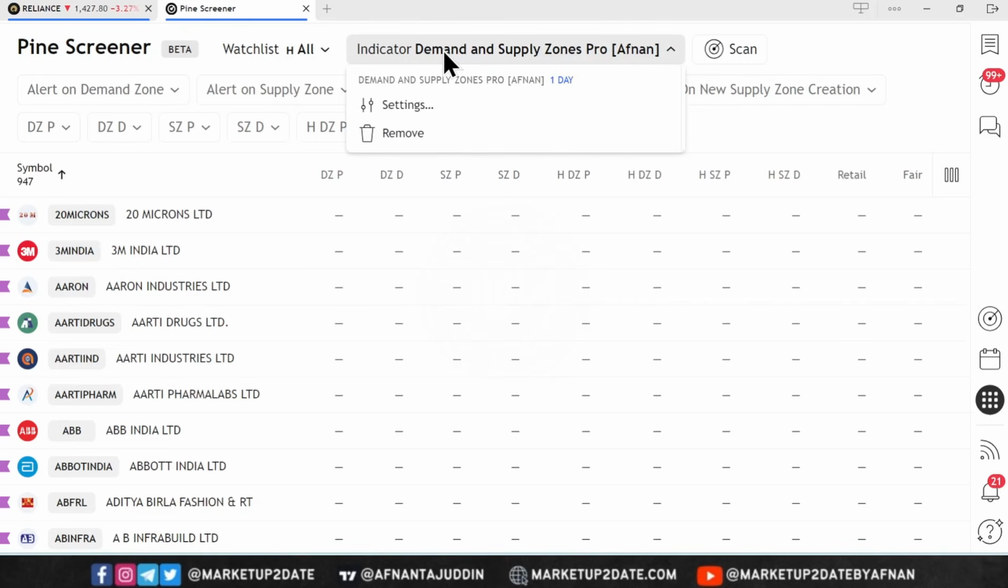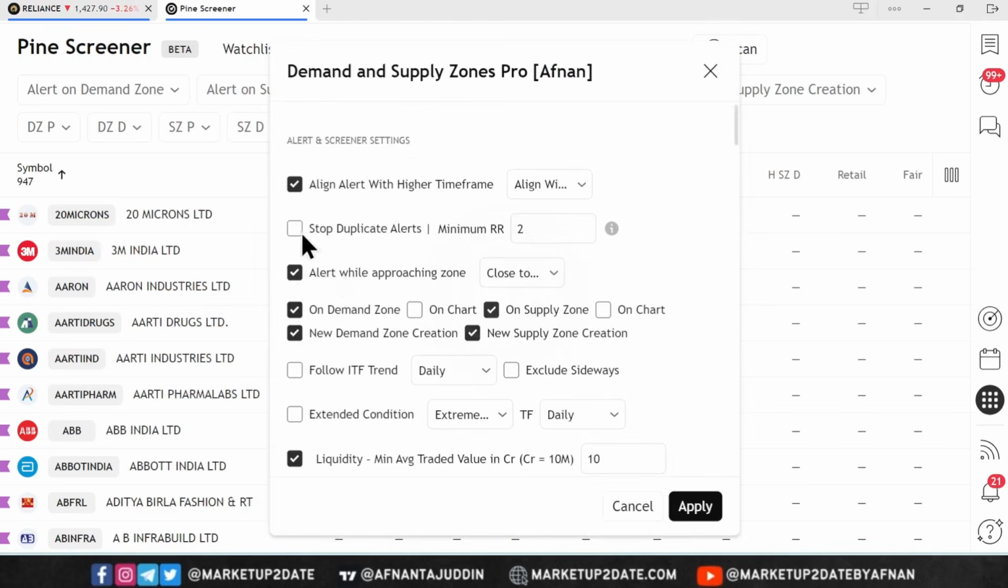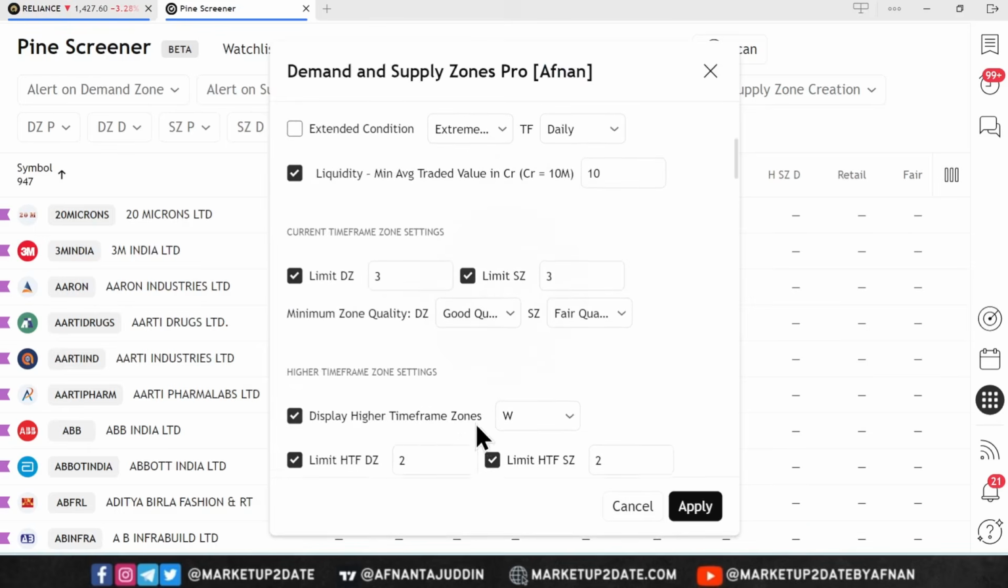Next, the time frame you want to scan. Let us use the daily time frame. Now, just like we did for the alert, configure the settings inside the screener's filter panel. Set your higher time frame, set the demand zone quality to good, and click Apply.